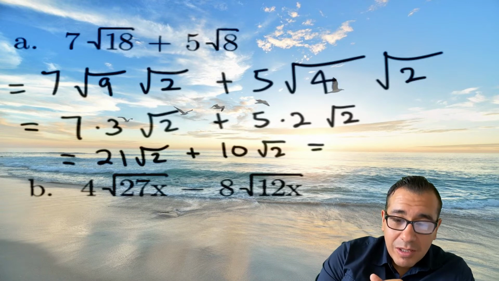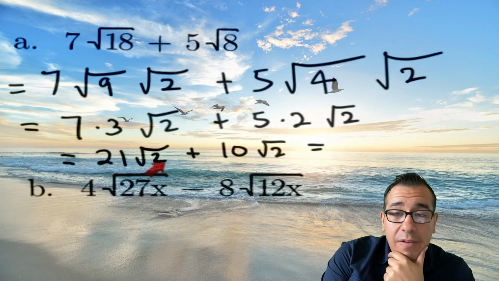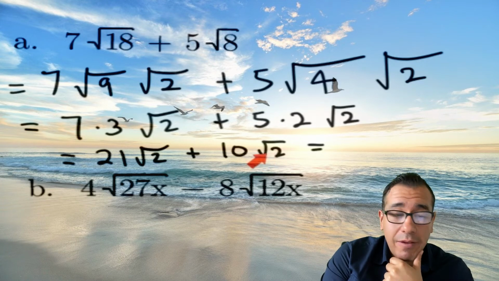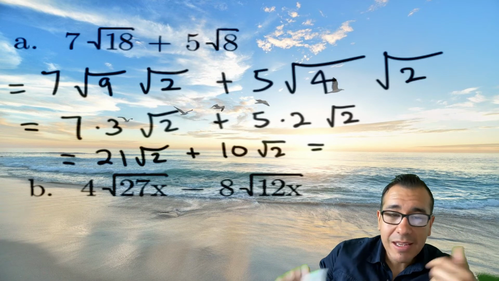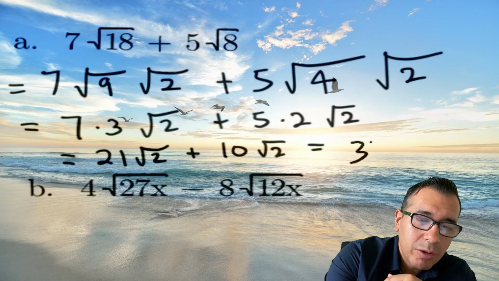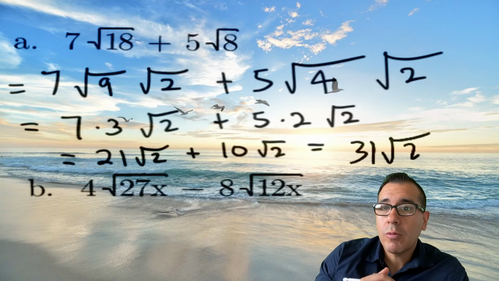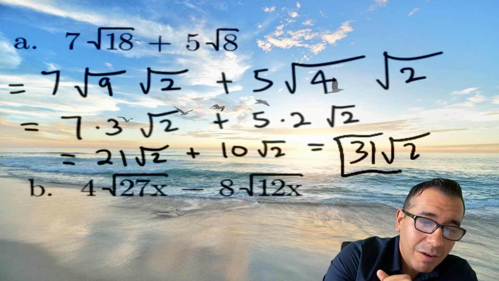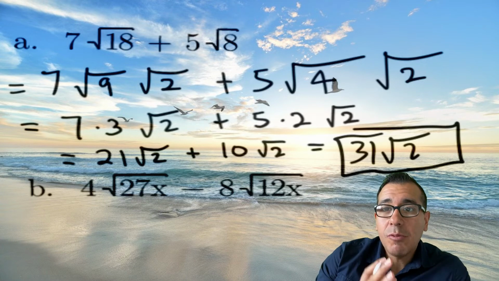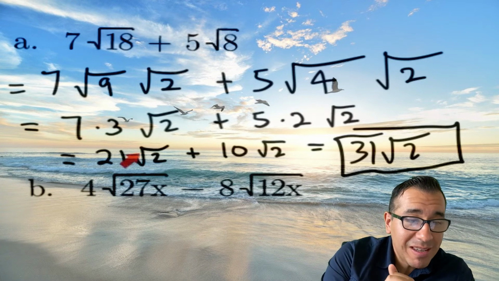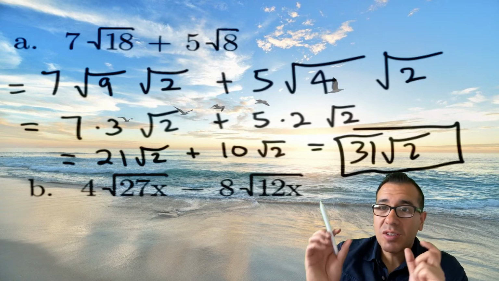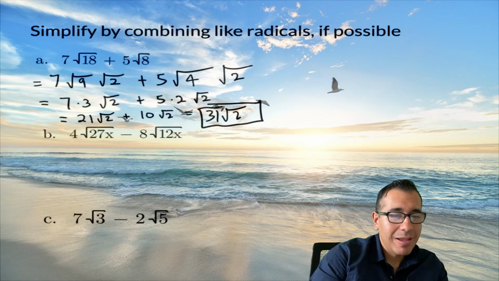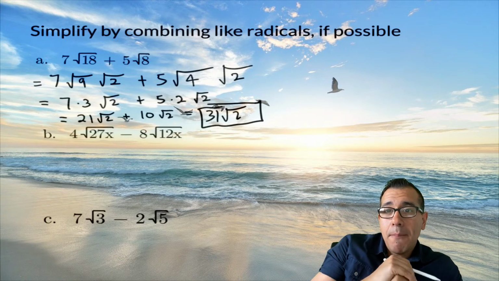So in this first piece, how many square roots of 2 do I have? I have 21 of them. In the second term, how many square roots of 2 do I have? I have 10 of them. So in total, that's the logic, that's the thinking that I want you to have. You have 31 of those square roots of 2's. So this is our final answer. We were able to combine them again because they have the same index and the same radicand, which is on the inside. All right, let's look at question B.